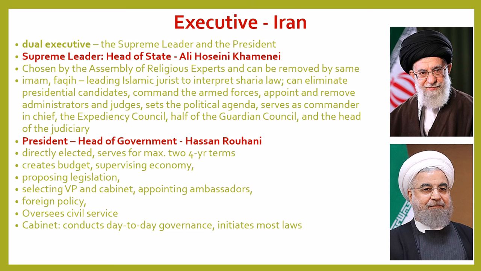He is head of government. He is directly elected, serves for 2 4-year terms. He basically is in charge of the economy, creates the budget, supervises the economy, does propose legislation, but so can the supreme leader. He can select cabinet and VP, but so can the supreme leader. Appoints ambassadors with the supreme leader's approval, does conduct foreign policy with the supreme leader's approval. I already said, sees to the day-to-day operations of government. So there it is, Rouhani.